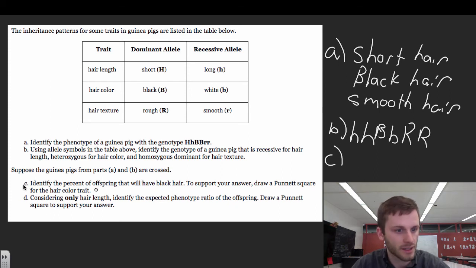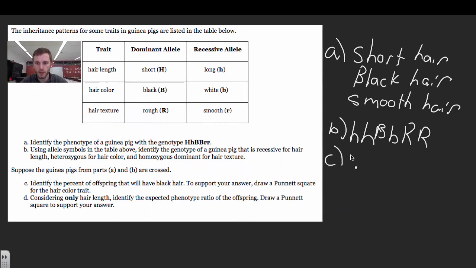Nice, part C. Suppose the guinea pigs for part A and part B are crossed. So they're going to have kids. It says part C, identify the percent of offspring that will have black hair. How do we do that? Well, all we have to do is focus on hair color, this allele right here. So we have to do a cross between these two guinea pigs, the one from part A and the one from part B. For hair color, the first one is big B, little b. Excuse me, that's this one right here. And this one right here, as it says, is big B, big B.